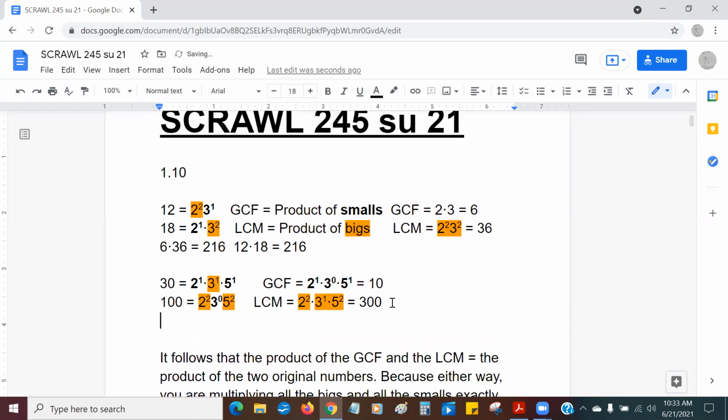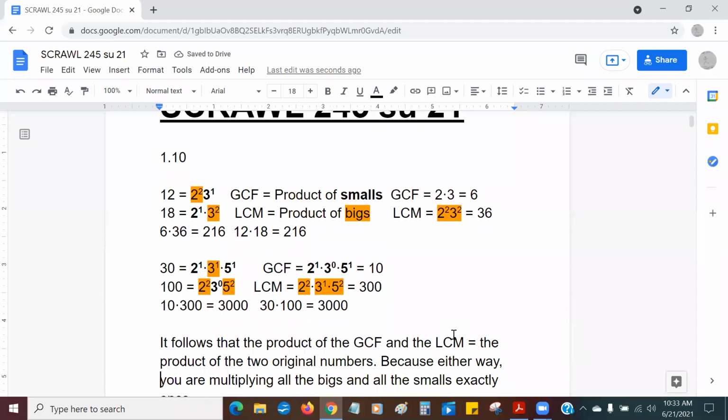And I'll write the same thing over here. 10 times 300, well, that equals 3,000, even I knew that one. And then 30 times 100, that equals also 3,000.